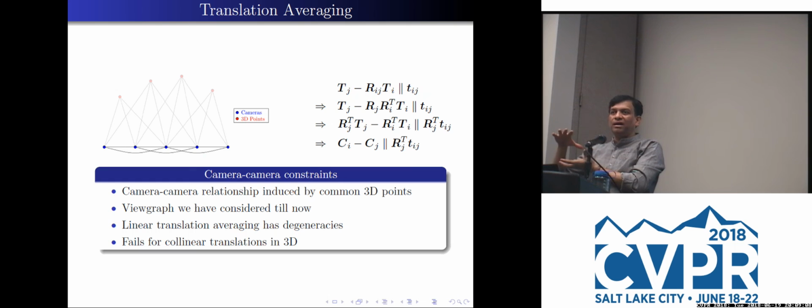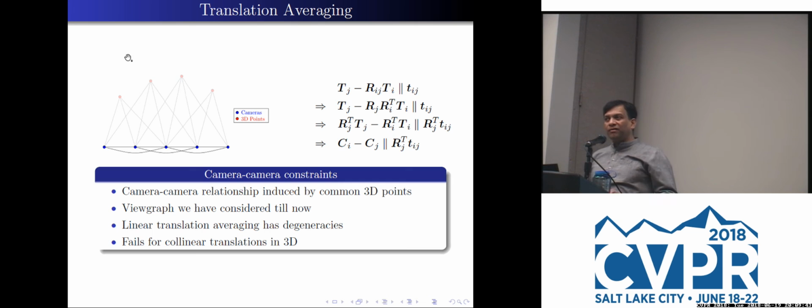But we now find that when you want to recover translation, that's not adequate because you have degeneracies to do with linear motions, which are very common. So what people suggested is that you could take a few of the unknown 3D points into the problem. Not all of them, but a few of them, and add them to your soup, if you will, right? So now you have a problem where you have camera relationships coming from epipolar geometry, but you also have camera-point relationships that you can write.